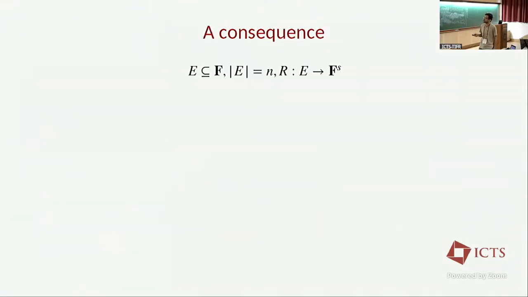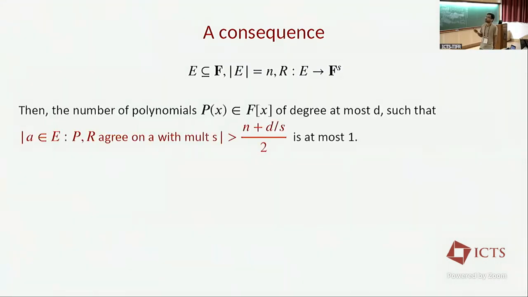A consequence of this is, again, we are back in the previous setting. Now we again have a set E of n evaluation points over an underlying field, and now we have a function R that maps E to F to the s. So the image of R is an s-tuple over the field F. Then the number of polynomials of degree at most d that agree with the function R with multiplicity at least s on greater than (n plus d/s)/2 points is at most 1. This is a consequence of the fact that we had last. Now, if you set s equals 1, we are back in the regime of noisy polynomial interpolation.